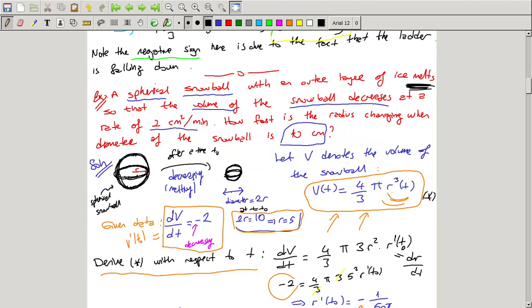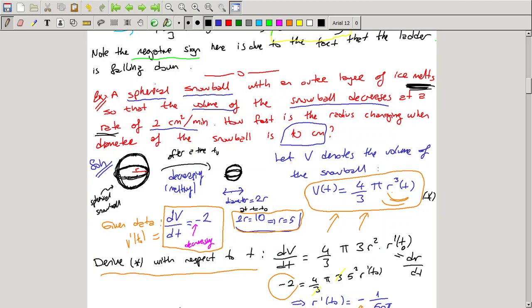Whenever a rate is given, this rate is a derivative indeed. Pay attention. The rate is related to the derivative, so you must write it as such. If a quantity is decreasing, you say x' is less than 0 or y' is less than 0, or equal to the given number.